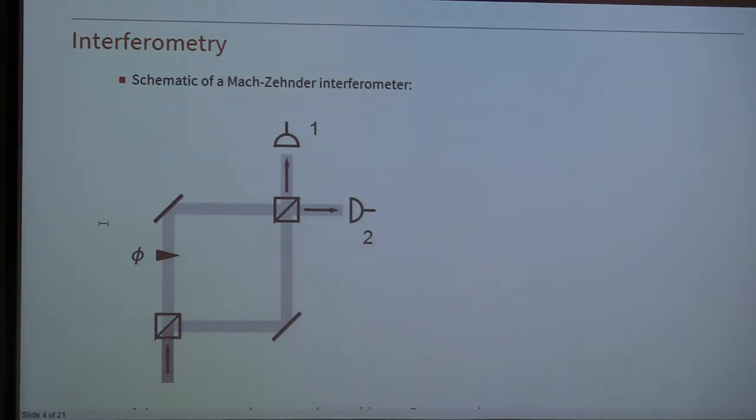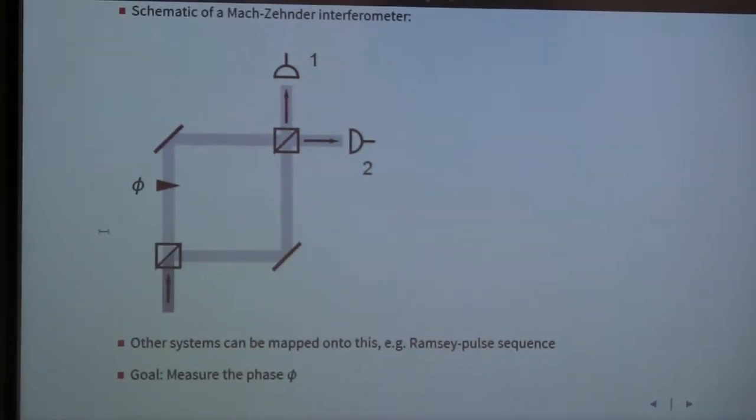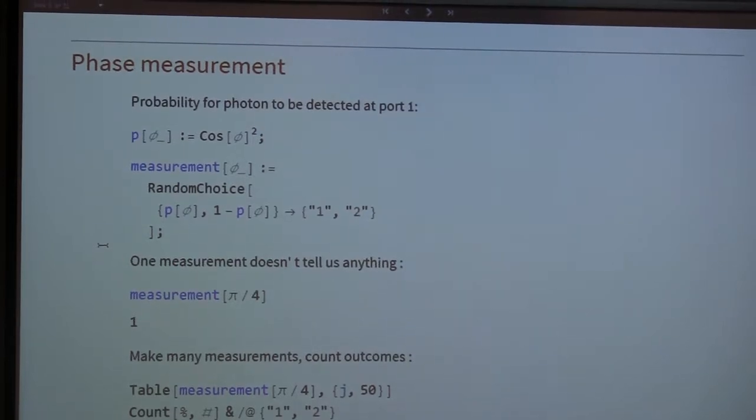So here is our interferometry. We've got the Mach-Zehnder, which is the thing we're going to study, and there are many other systems that we can map onto this. I can think about this same idea with spin systems in a Ramsey pulse sequence, and there are many other two-path systems, either in space or time, that have this topology. The goal is going to be to measure phi. So let's set this up.